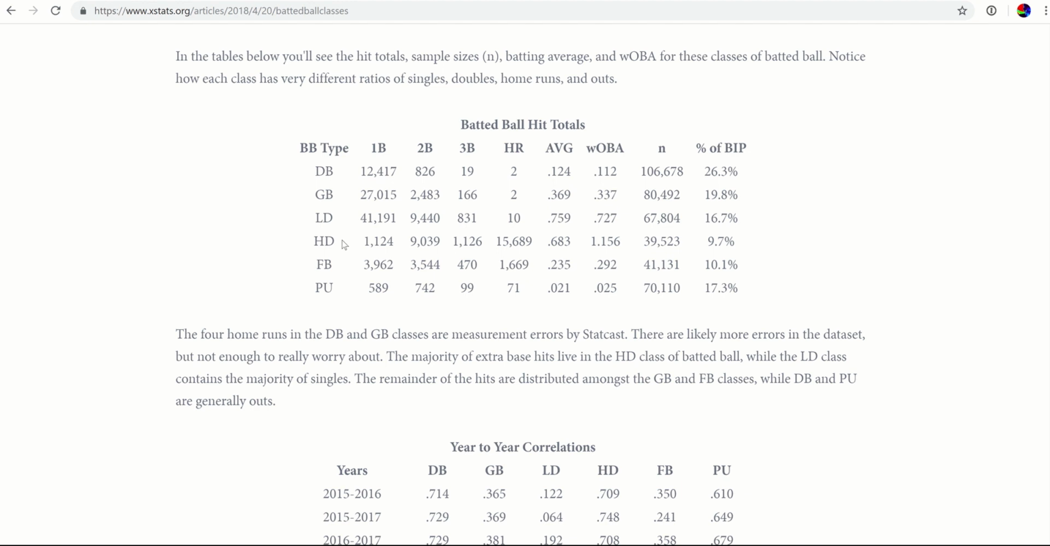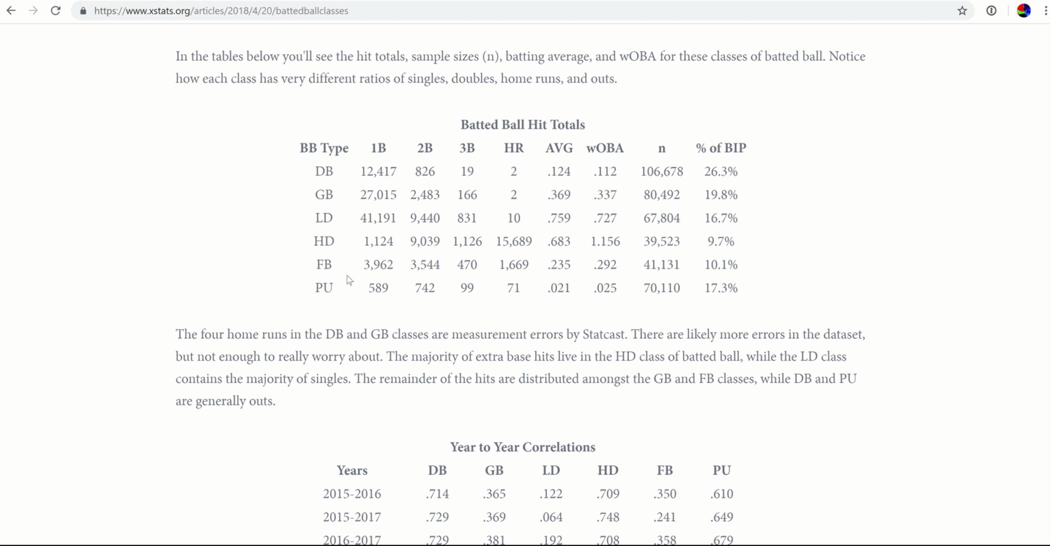Now, hard drives are your higher line drives, your lower fly balls that tend to go, as we see, for home runs or extra base hits, right? Very few singles in this category of batted ball. A lot of home runs, .683 average, 1.156 wOBA. These are really, really nice, but they're also hard to hit, right? These are kind of your ideally hit batted balls.